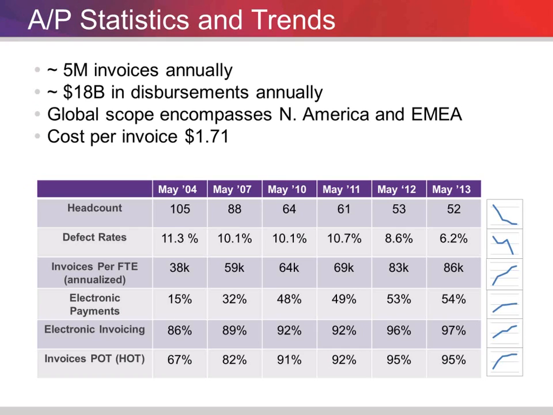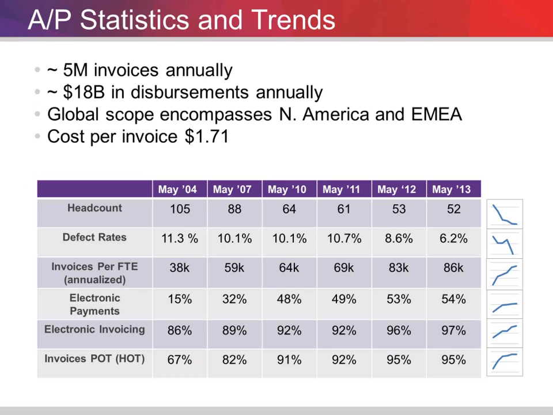In this case, the scope of the project focused initially on North America and EMEA. They track and have metrics for virtually every component of the process. And in this case, their cost per invoice was at $1.71.